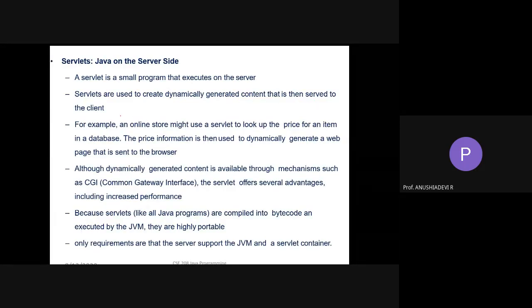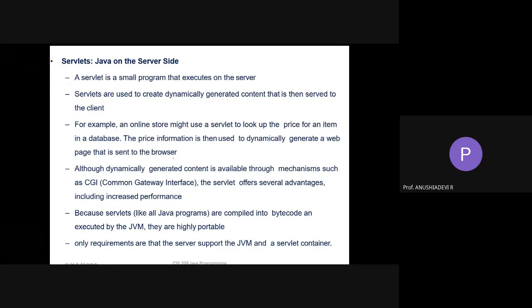So we will see one example. An online store might use a servlet to look up the price for an item in a database. Instead of an applet, if they are using a servlet, the price information is then used to dynamically generate a web page that is sent to the browser. The generation happens at the server side and the result is sent to the browser.